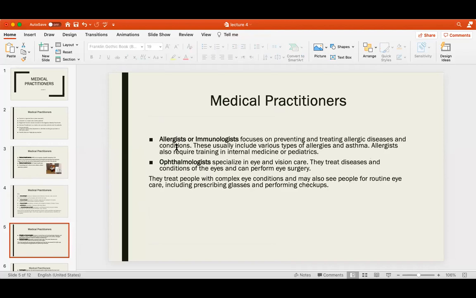We have, for example, allergist. Allergist or immunologist comes from what? Allergy and immune, like the immune system. So the allergist or immunologist focuses on preventing and treating allergic diseases and conditions. These usually include various types of allergies and asthma. Allergists also require training in internal medicine or pediatrics.